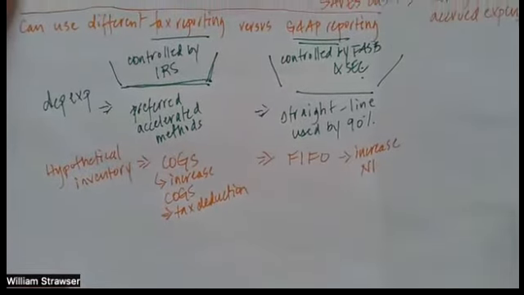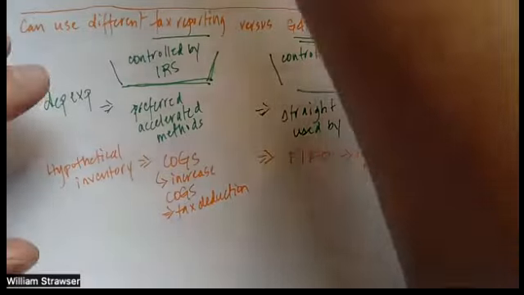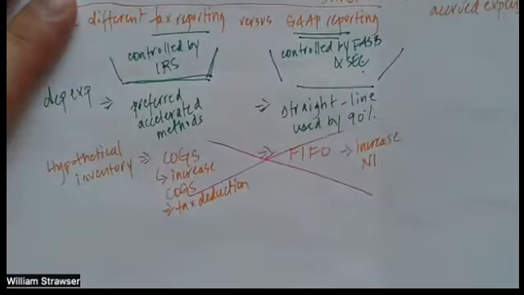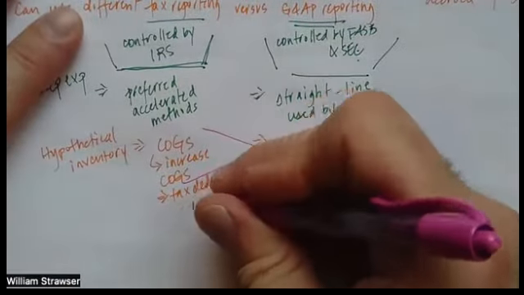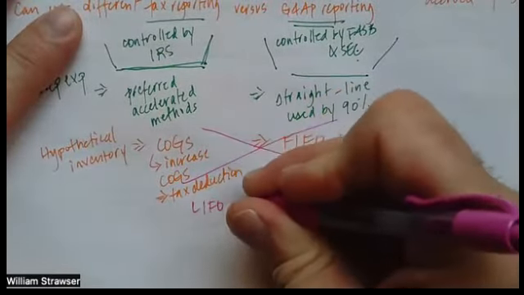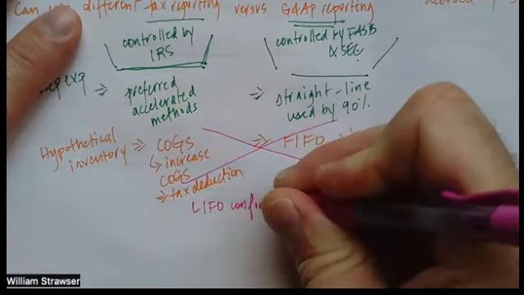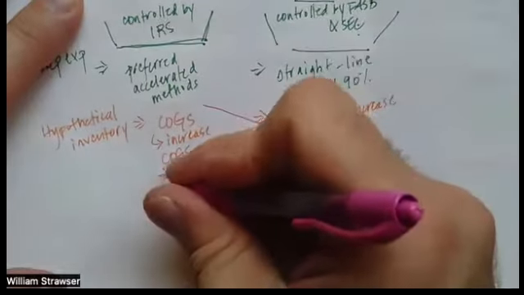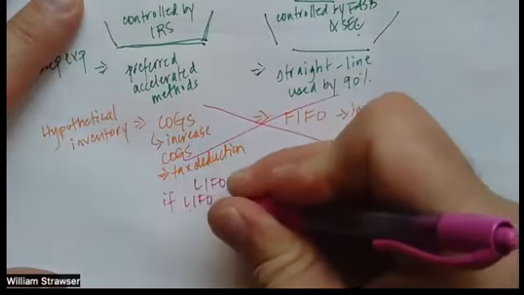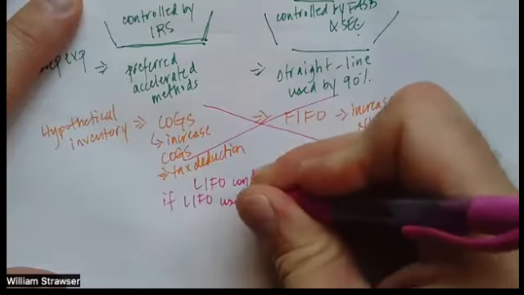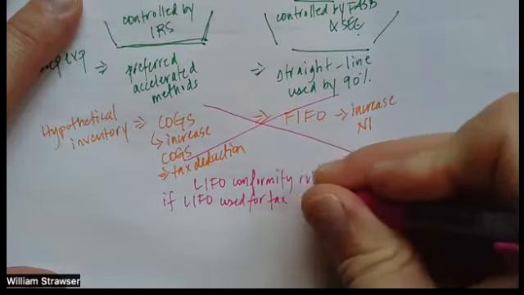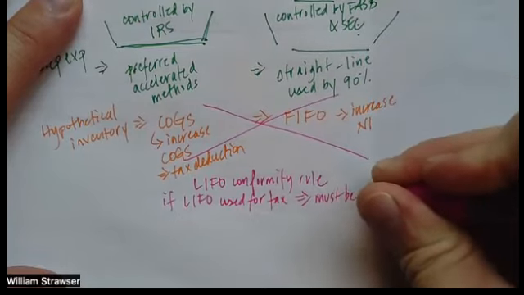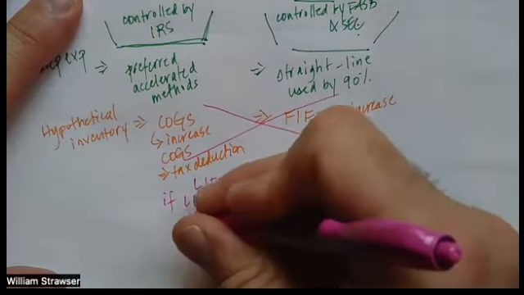However, there is a very explicit rule that says that can't happen. It's called the LIFO conformity rule. And it says if LIFO is used for tax, then it must be used for financial reporting.